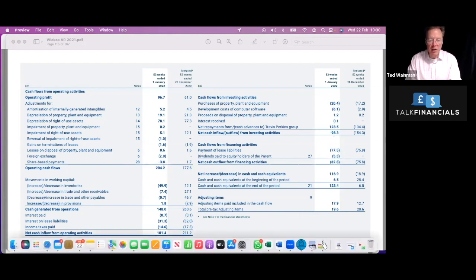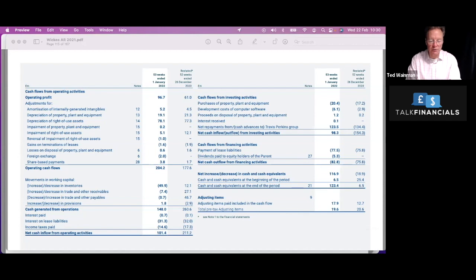So there is our compare and contrast. There's nothing really jumping out at us. They don't have any debt. Their return on capital is, Wickes has got a 24% return on capital, Kingfisher 18%.